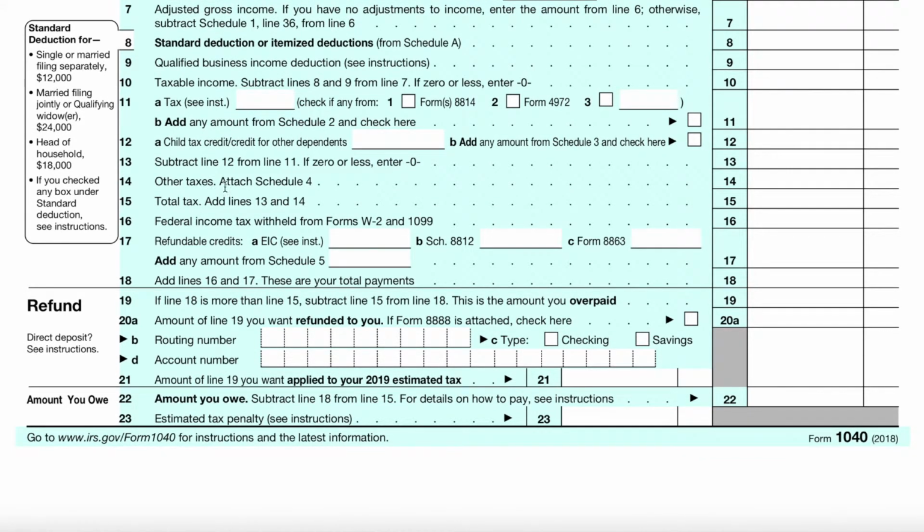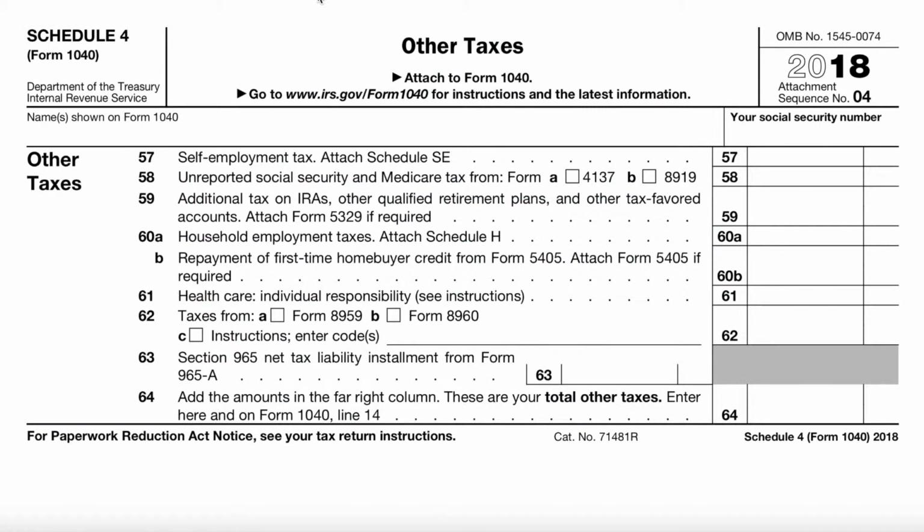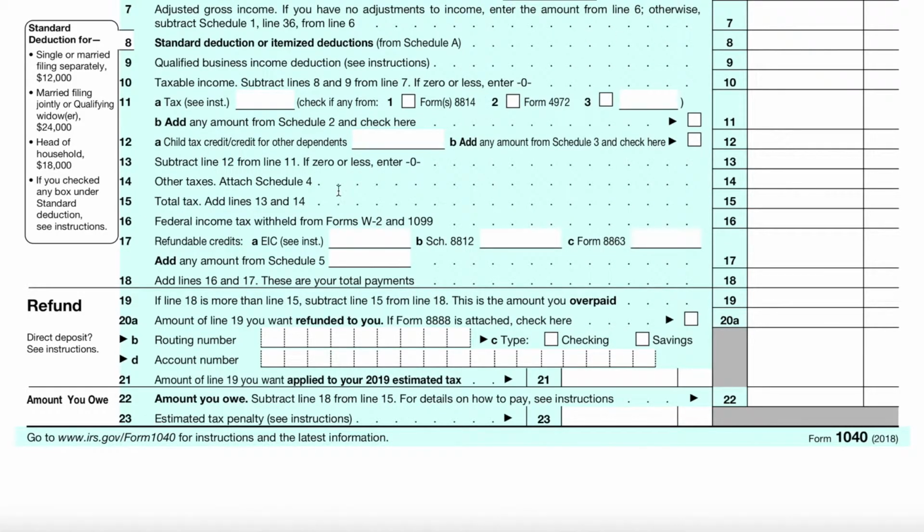Line 14, that's all other taxes. So I'm going to go to Schedule 4 and look at other taxes, and that's like self-employment tax and all that good stuff, all the other taxes. Then 15 is your total tax.